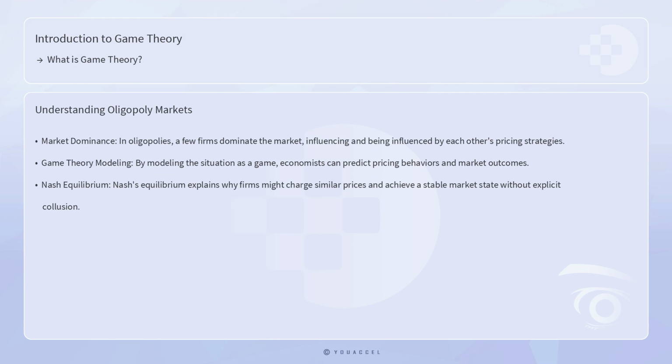Consider the market for oligopolies, where a few firms dominate. Each firm's pricing strategy influences and is influenced by the pricing strategies of its competitors. By modeling this situation as a game, economists can predict pricing behaviors and market outcomes. In fact, Nash's equilibrium can explain why firms in an oligopoly might end up charging similar prices and achieving a stable market state, even without explicit collusion.